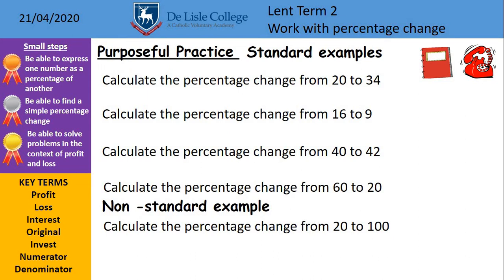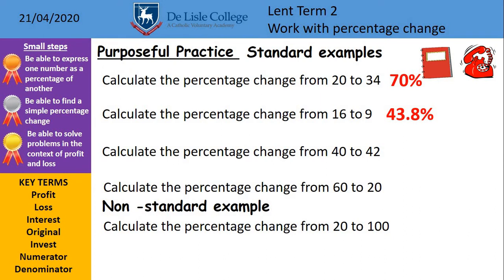So calculate the percentage change from 20 to 34. Hopefully you got 70%. Calculate the percentage change from 16 to 9. So you did 16, take away 9 to give you 7. Wrote this as 7 over 16 in your calculator. Multiplied it by 100. You'd have got 43.75 or 43.8 to one decimal place.